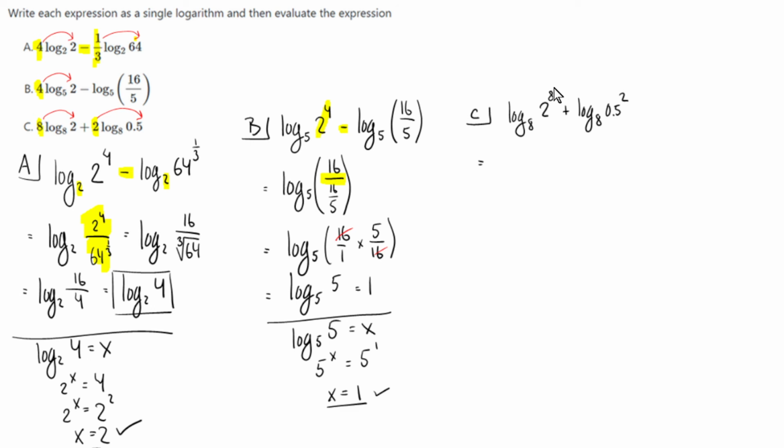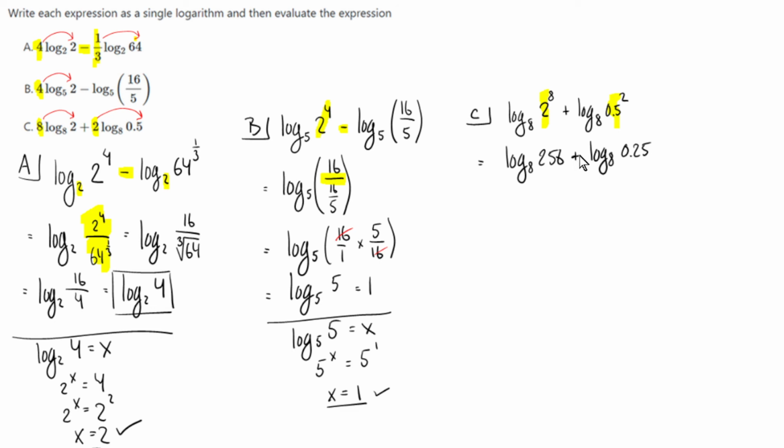We can evaluate these two powers here. So 2 to the power of 8 is 256 plus log with a base of 8. 0.5 squared is 0.25.